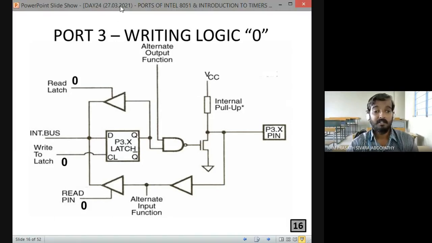Can you tell which of these are output functions? Which signals go from the microcontroller to the outside world? Out of the 8 signals, which are output signals? Just think and tell. What does TXD mean? Yes, very good. TXD is an output pin. It is an output operation, we are transmitting serial data. So that is one output function.